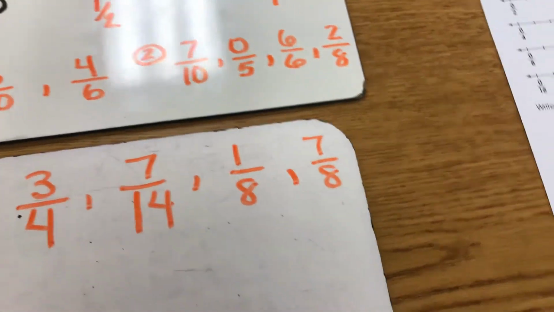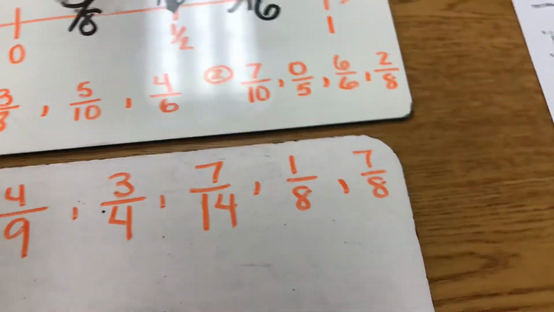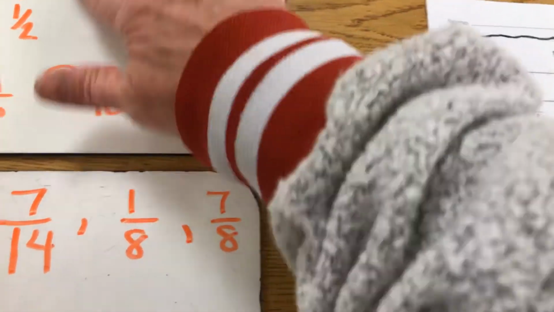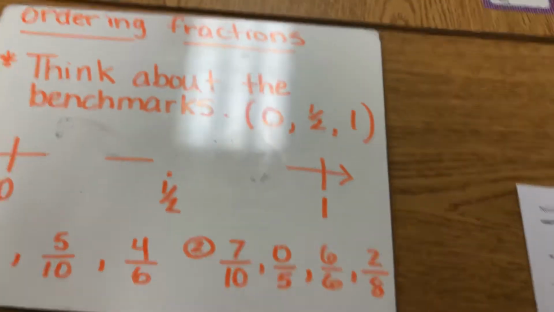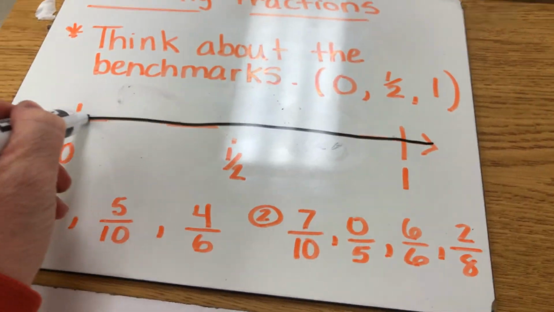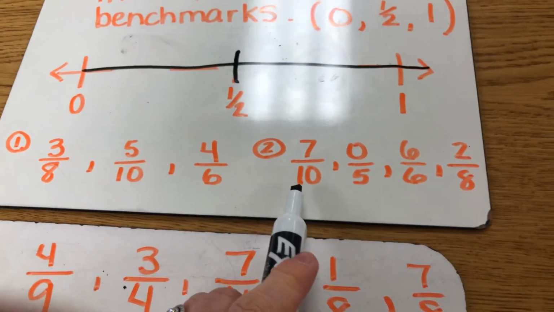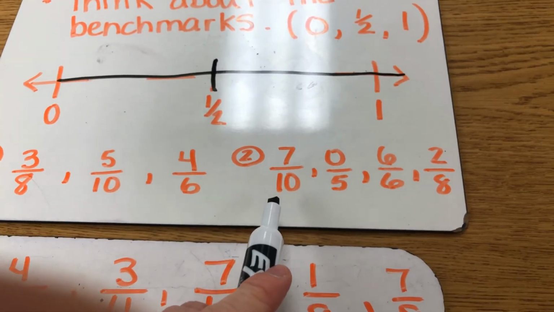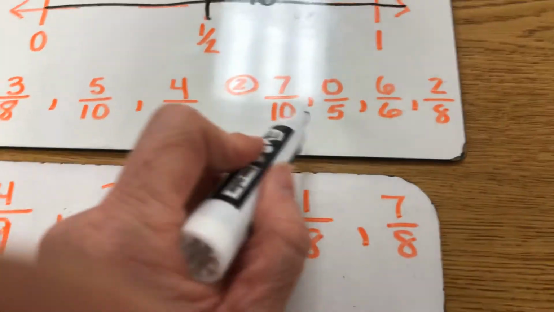Okay, so let's take a look at the next example. Let me erase this also. Okay. And let's think about it: are the fractions greater than, less than, or equal to a half? So we've got 7/10. If I think of 10, what's half of 10? That's 5. 7's greater than that. So I'm going to put 7/10 on this side.